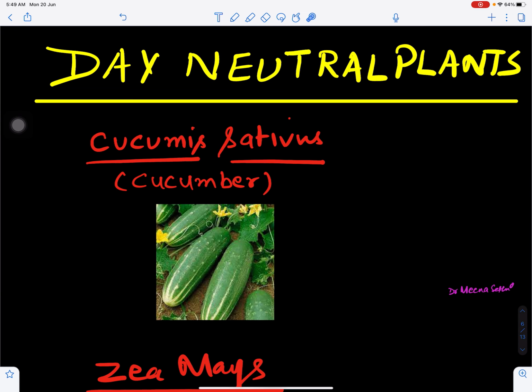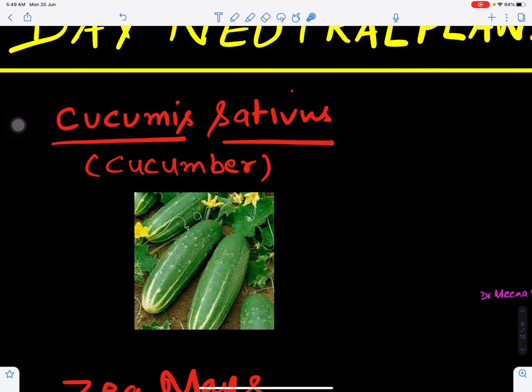Now we'll discuss some of the day neutral plants, where critical day length is not important. It's not affected by day length. Khira, Cucumis sativus is its botanical name. This is also called cucumber. These are the flowers of the cucumber and these are the fruits of the cucumber. Then in the case of Makki, its botanical name is Zea mays, and this is also called maize. Again, this is not affected by day length. Here is tomato, these are its flowers, this is its fruit, and this will ripen to form mature fruit. So in tomato also, flowering is not affected by day length. So these are called day neutral plants.